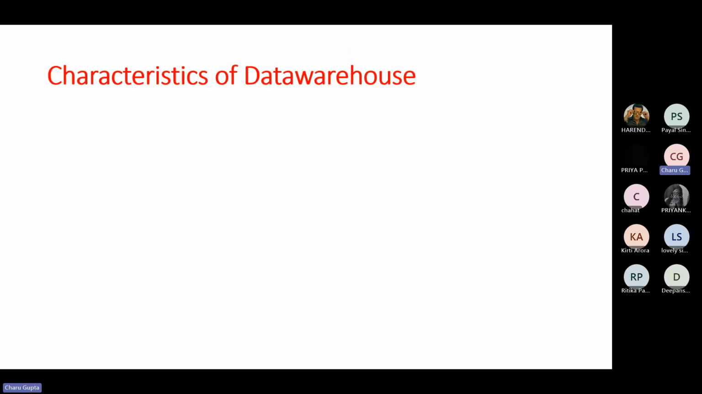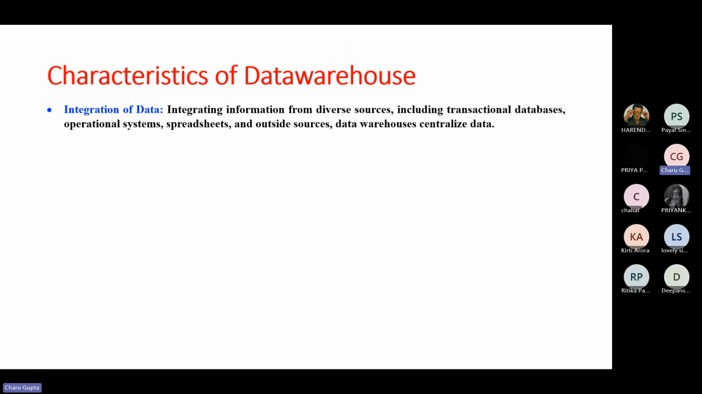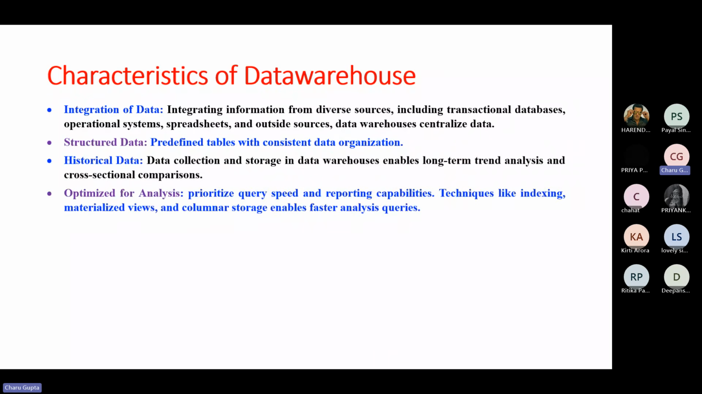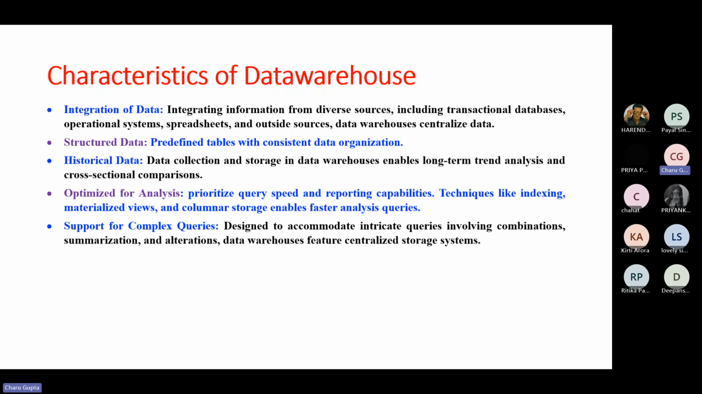So next is the characteristics of a data warehouse. It requires integration. The data is being collected from different sources, spreadsheets, different DBMS tools. It is being integrated into one single centralized warehouse. It has predefined tables and it is consistent. It contains historical data, which is for long-term trend analysis, and it is optimized for querying.